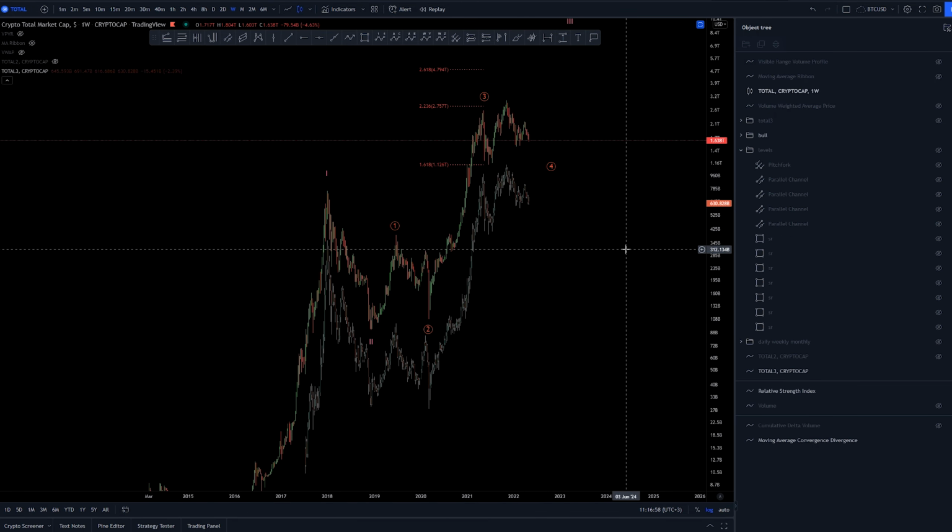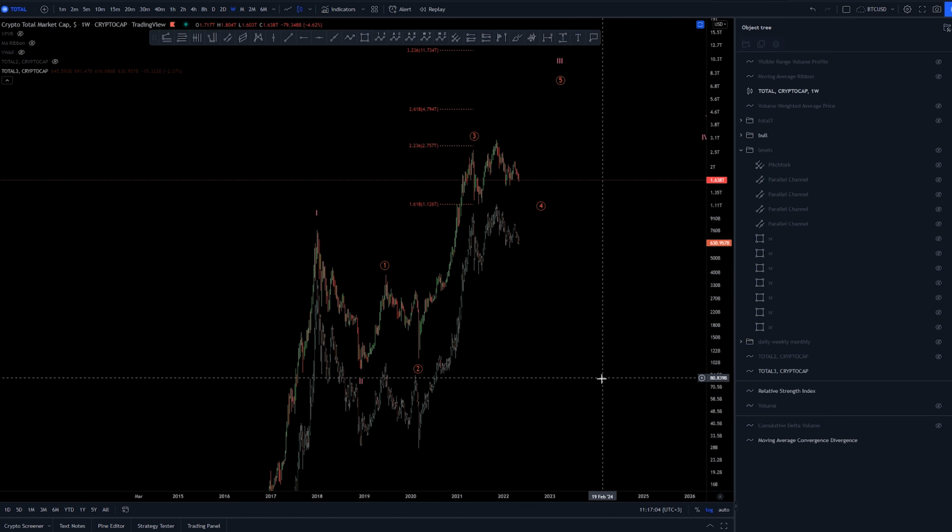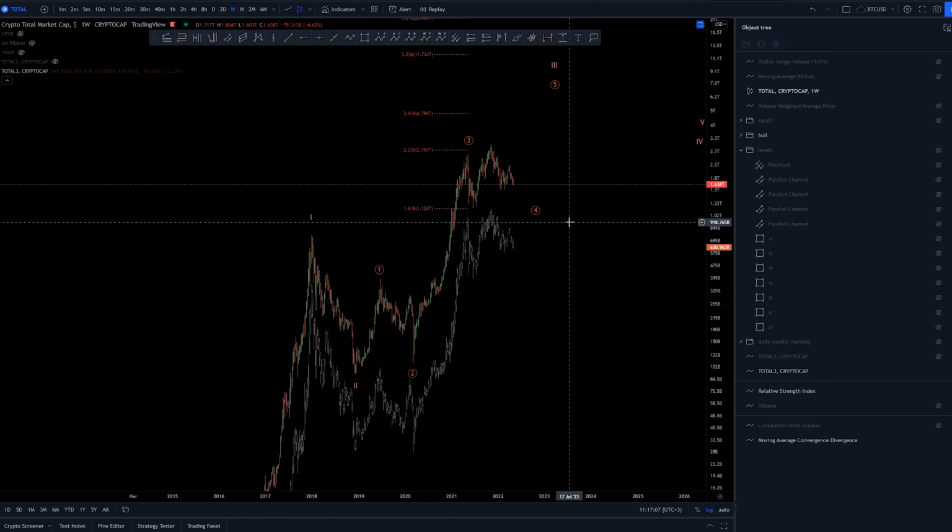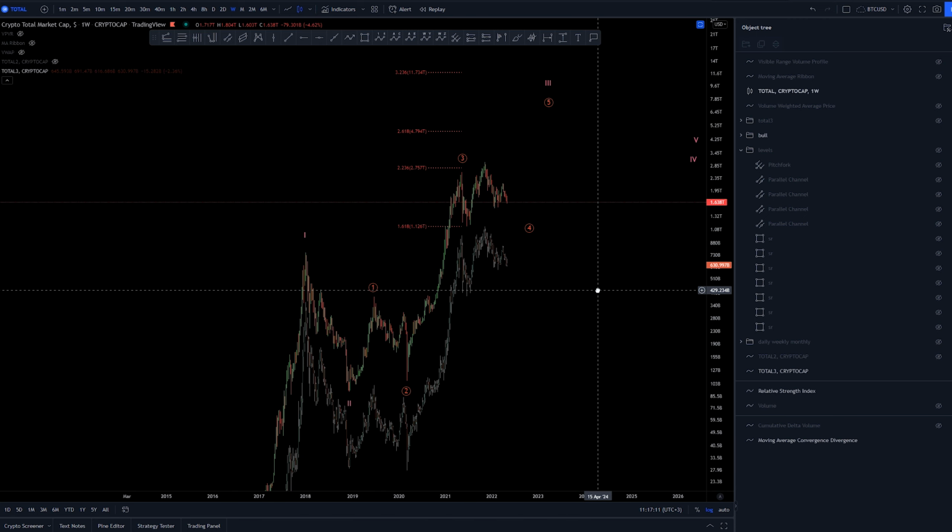But yeah, I think that's all I want to share on crypto market caps in total. Let me know if you have some other counter ideas what this could be, or what could be coming in the near future years, I guess.